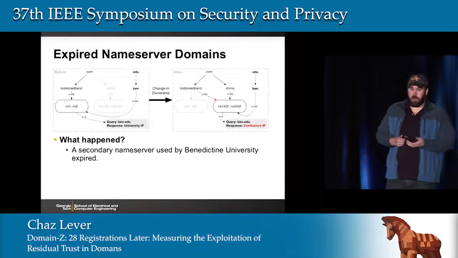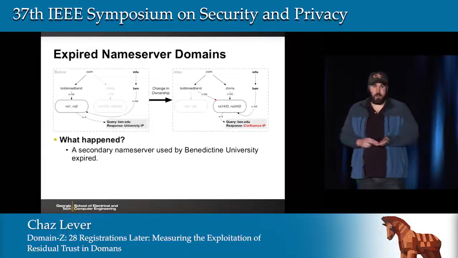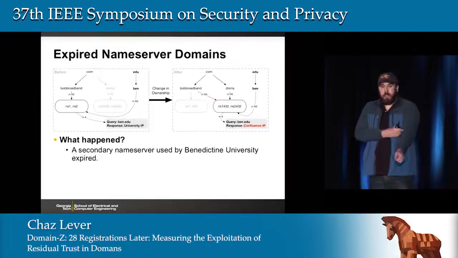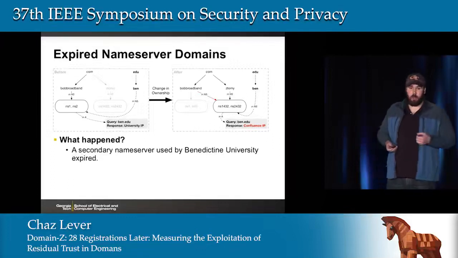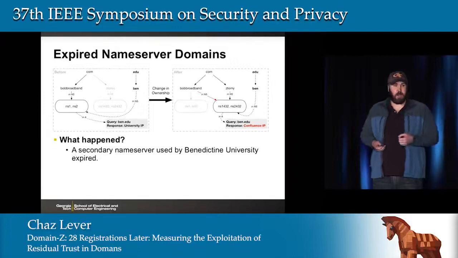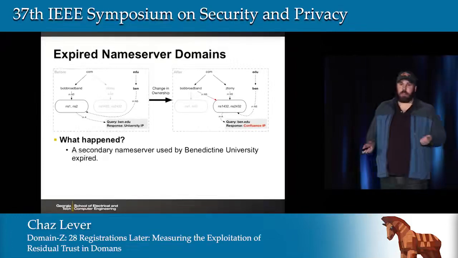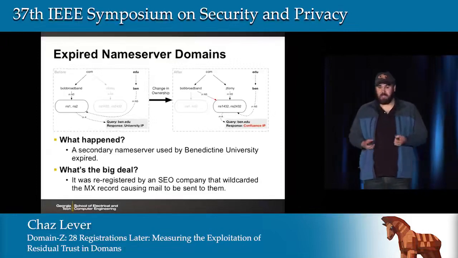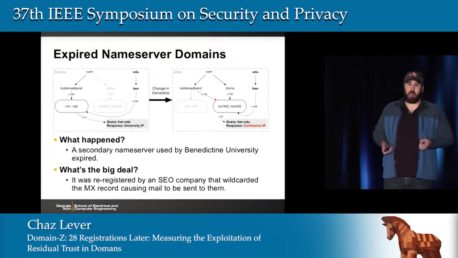I'll start out with an example of an expired name server domain. In this case, there was an educational institution called Benedictine University. They were using a third-party domain for one of their secondary name servers. At some point, this domain was actually allowed to expire. So what's the big deal here? Well, that domain was subsequently re-registered by an SEO company that wildcarded the MX record.